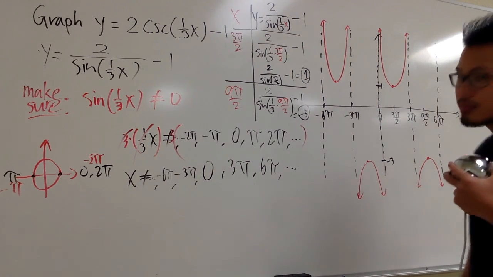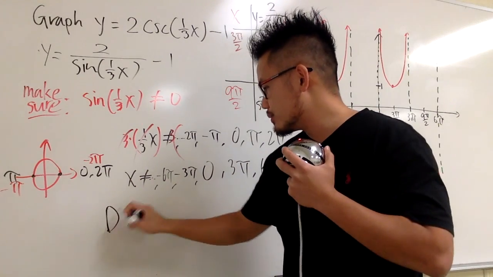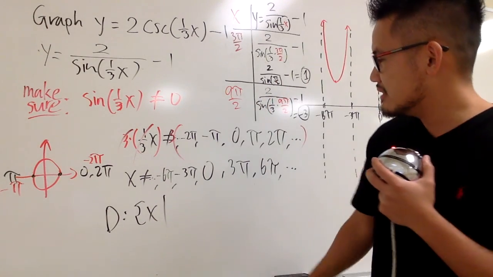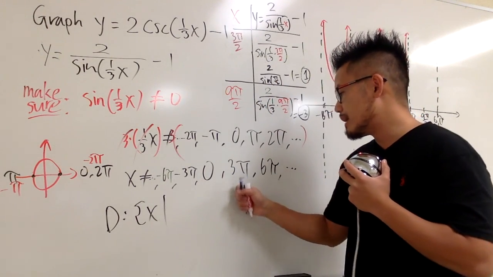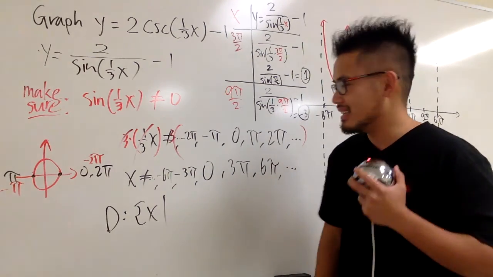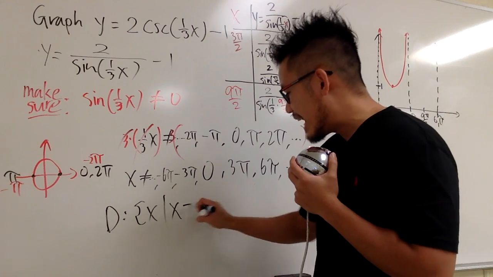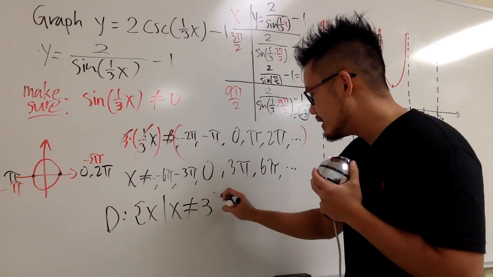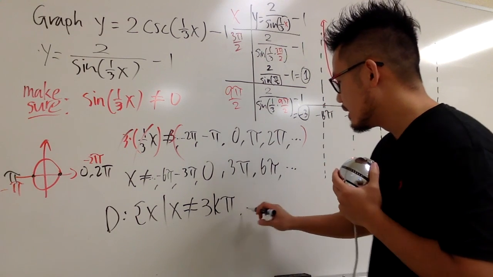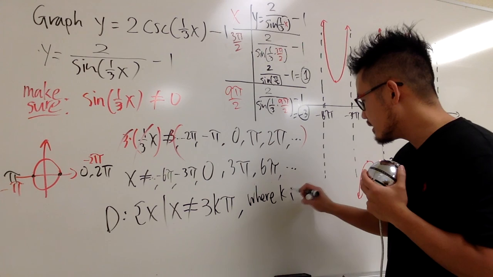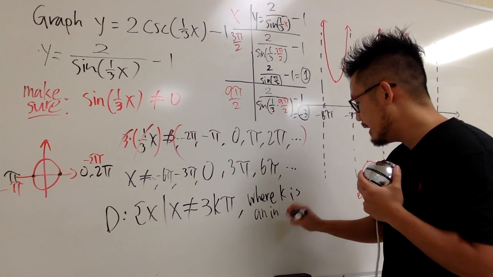That's it. What's the domain? What's the range? Do it real quick. Domain is the set of all the x values such that x cannot be 0, 3 pi, 6 pi, 9 pi, all the multiples of 3 pi, right? So x cannot be these bad numbers. So 3k pi, where k is an integer.